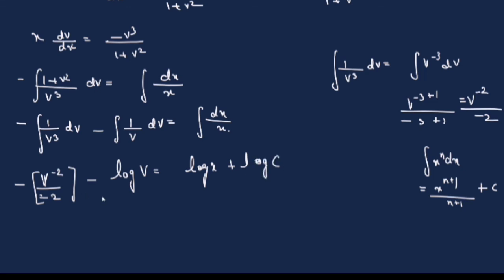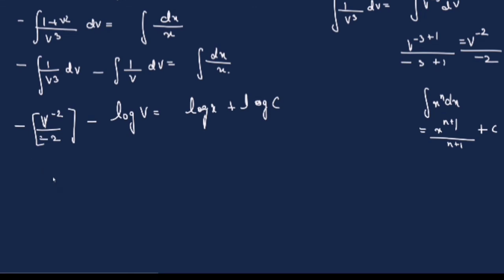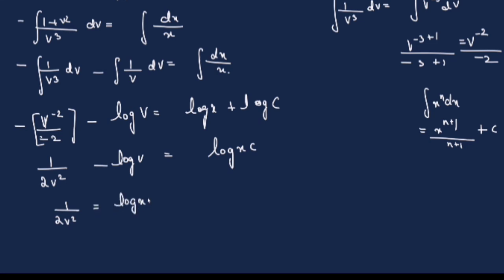Because you have log everywhere, you can put log c. Now minus into minus plus, v power minus 2, bring it down. This will become 1 by 2 v square. Minus log v is equal to log x plus log c, the product rule. Take the minus log v also to the other side. So 1 by 2 v square is log xc plus log v. Again use the product rule. This will become log xcv, log a plus log b.